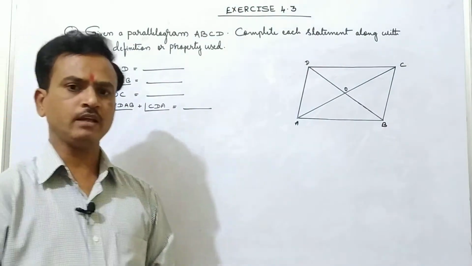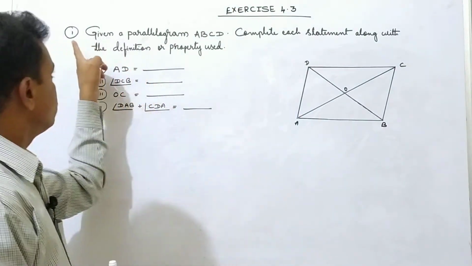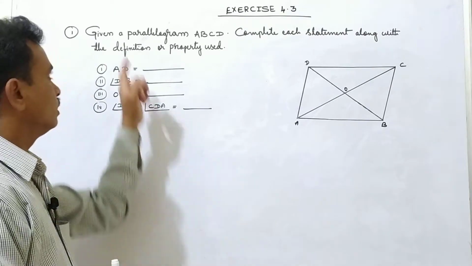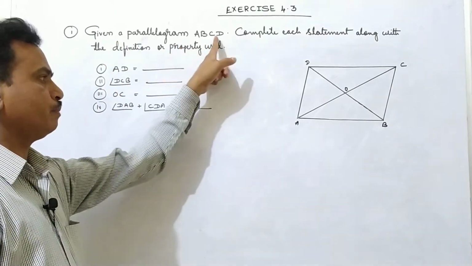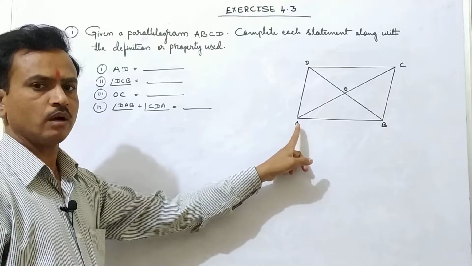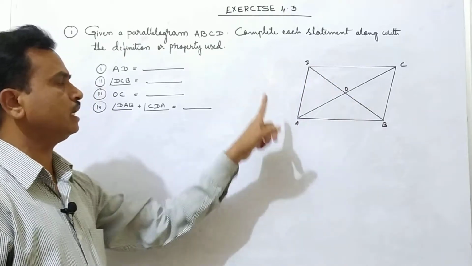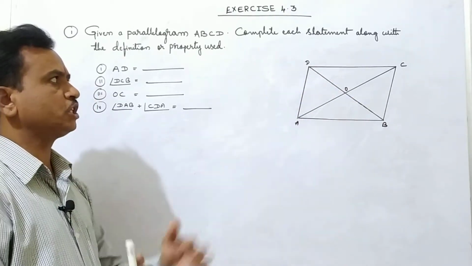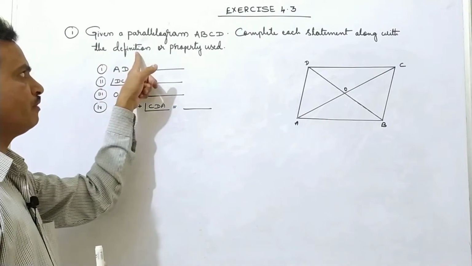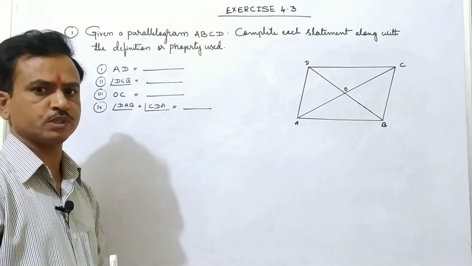Exercise 4.3. First question. Given a parallelogram ABCD. Complete each statement along with the definition or property used.